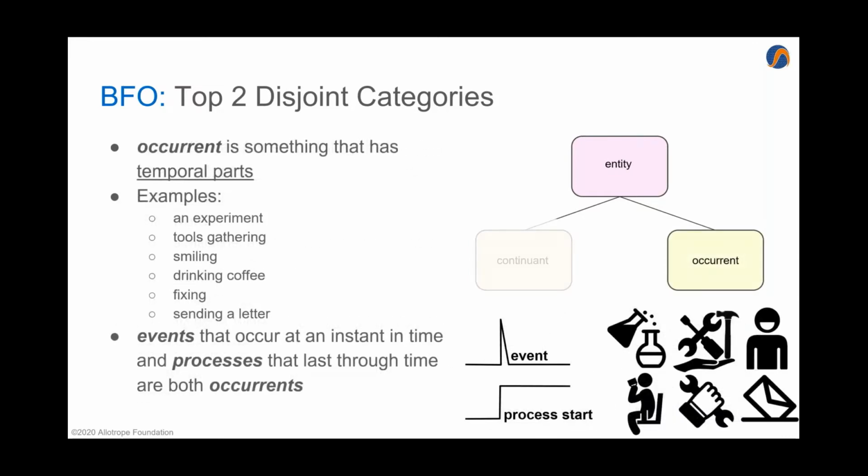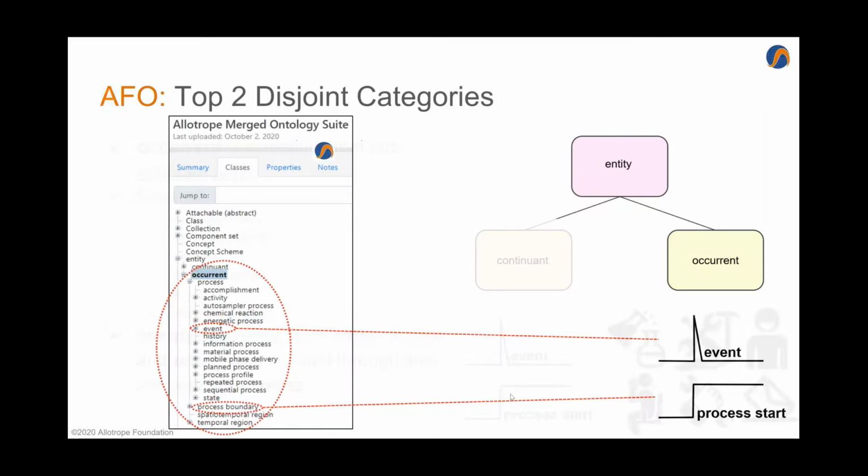If we look now at the occurrent, as opposed to the continuant, it's something that has temporal parts: an experiment, tools, smiling, drinking coffee, fixing, sending a letter. Events that occur at an instant of time and processes that last through time are both occurrents. So both event and process start, and we'll see it in the ontology. Here we see the AFO, and we have entity occurrent that now has subtypes of event and process boundary that are part of the terms, process start.